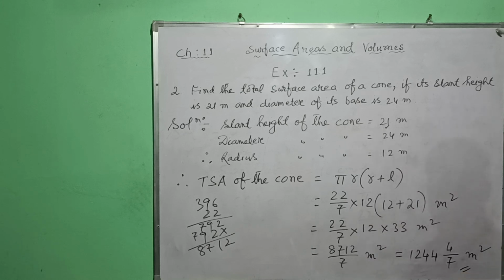1 to 44 whole 4 by 7. In this form also you can write the answer. Otherwise you can convert it into decimal. So this is the total surface area of the cone.